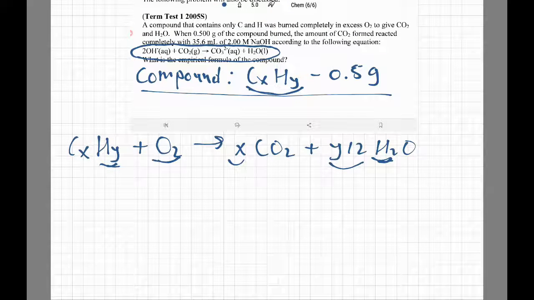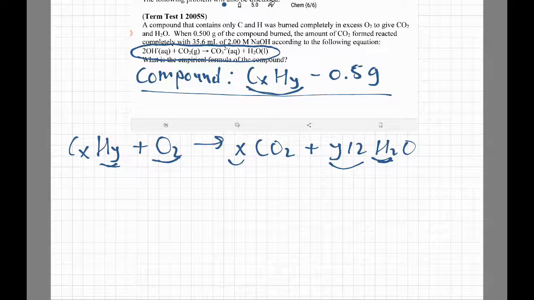But again, if you read the question, you'll see that we're given another reaction. So this is 2OH minus, which just represents sodium hydroxide. They just don't have the sodium ions here because they cancel out. Okay, so they give you the mL and the molarity of the sodium hydroxide solution. Alright, so from there, remember that we have to figure out the moles of sodium hydroxide.